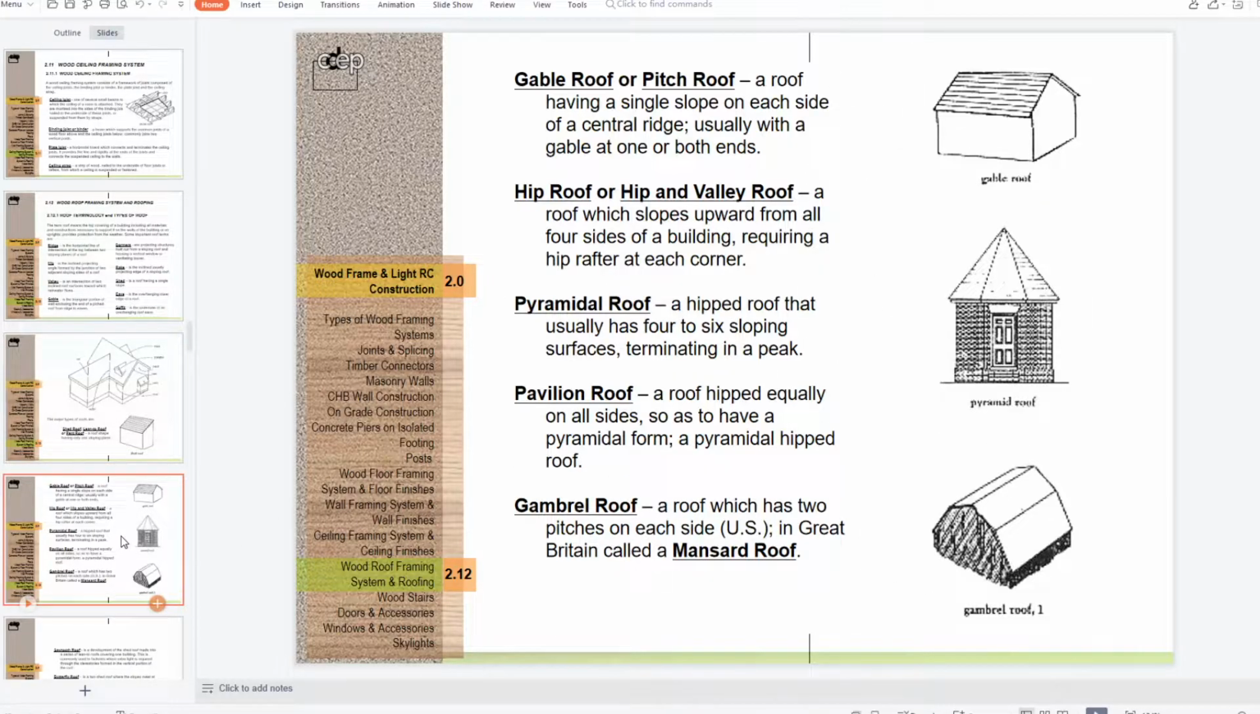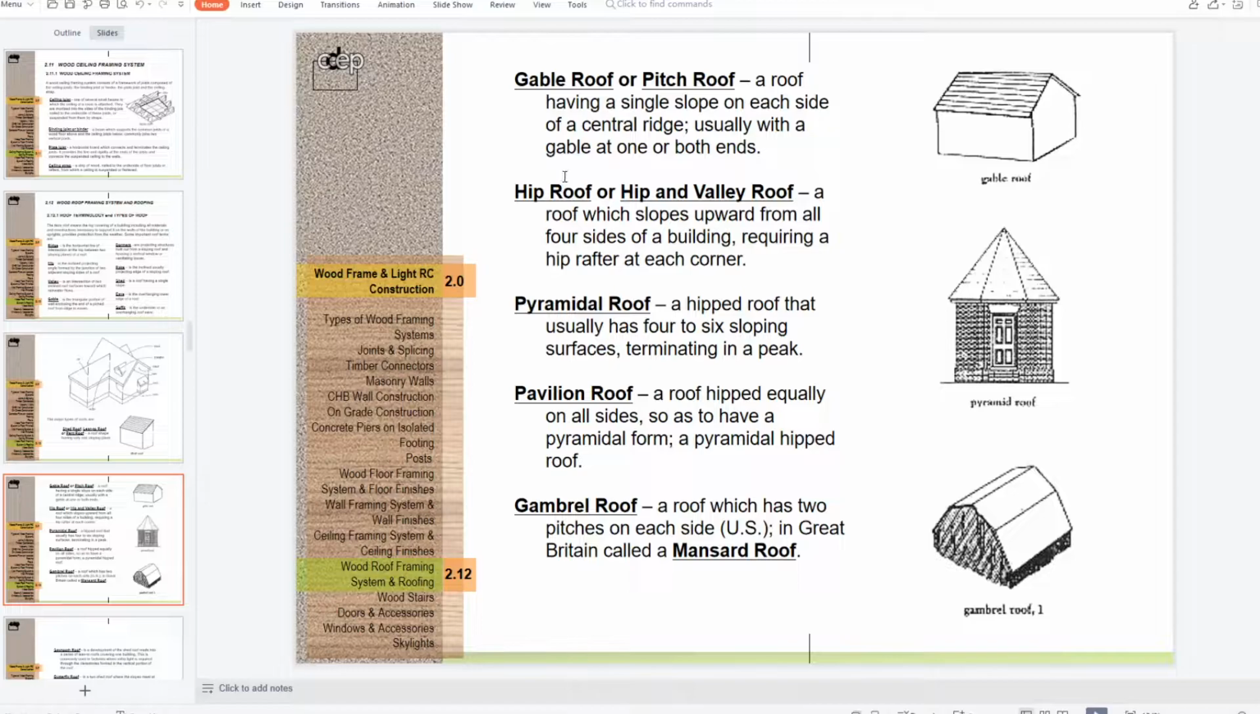So next one is the gable roof or pitch roof. So it is a roof having a single slope on each side of a central ridge, usually with the gable at one or both sides. So ginatunga ni siya sa center, and then duwa siya ka shed type nga roofing.